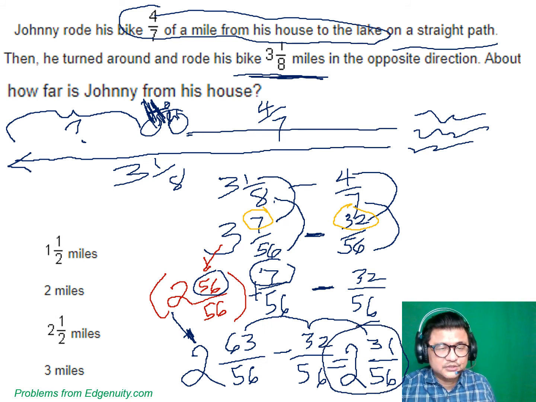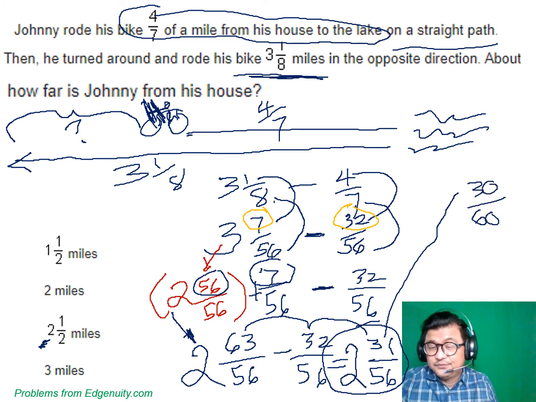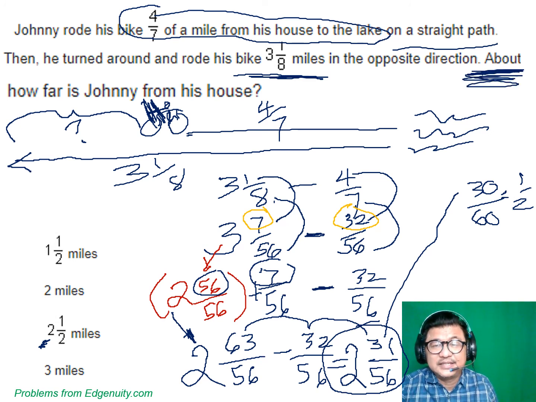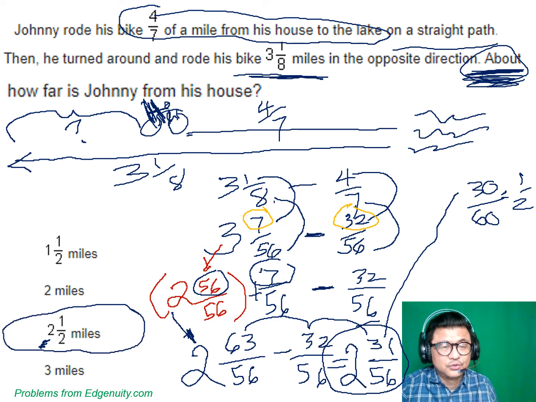But if you look at the choices, you don't have it, right? But the nearest is 2 and 1/2. Why did they change 31 over 56 as 1/2? Because 31 over 56 is like 30 over 60 if you round it. It's near 30 over 60, or almost 1/2. So it's okay to round because it says about. You don't need the exact, you just need about. So our correct answer is 2.5 miles. Got it? Good job.